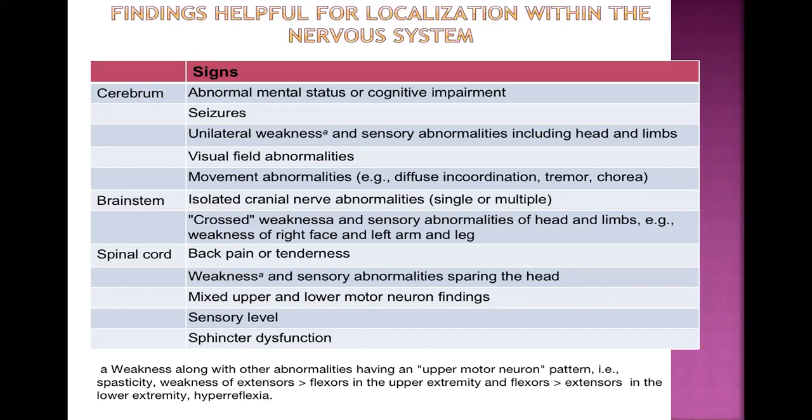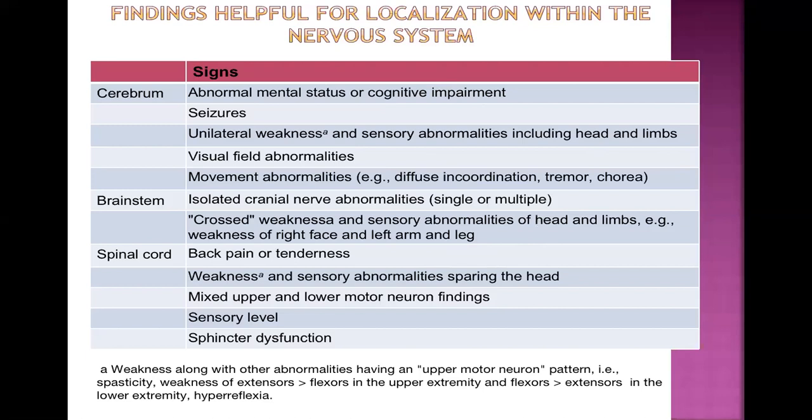Crossed hemiplegia means, if I take the example of the seventh cranial nerve or facial nerve, the face may be paralyzed on one side and the limbs may be paralyzed on the other side. This is called crossed hemiplegia. This is a very important point about brainstem abnormality or brainstem disease.